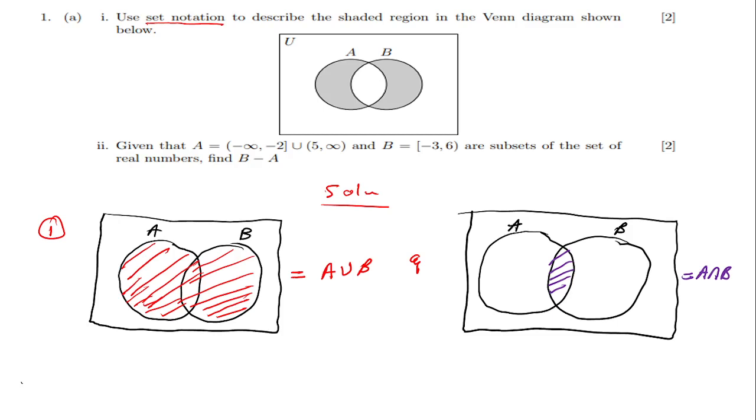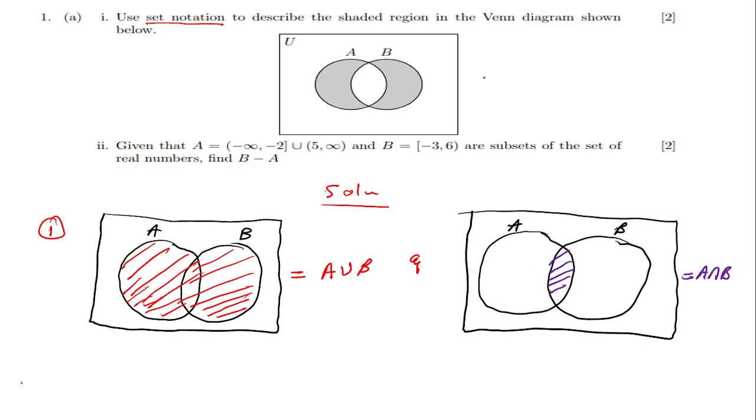The question asks me to state what the shaded region is. In short, we are removing the small part, A intersection B, from A union B. First, I know what the whole part is, including that, which is A union B. Then I know what that small part is, which is A intersection B. Later on, I remove the small part from the big part.